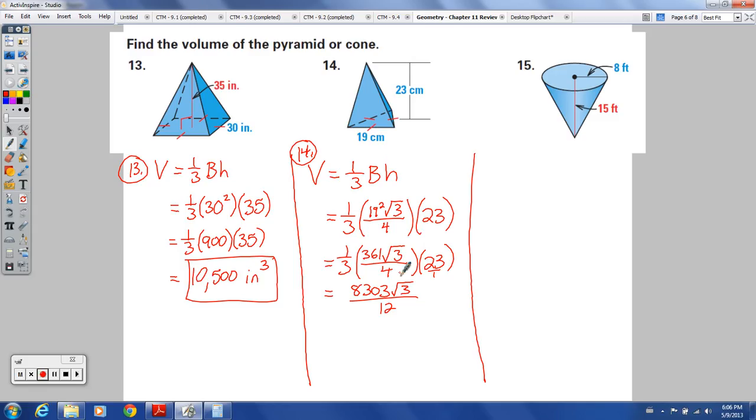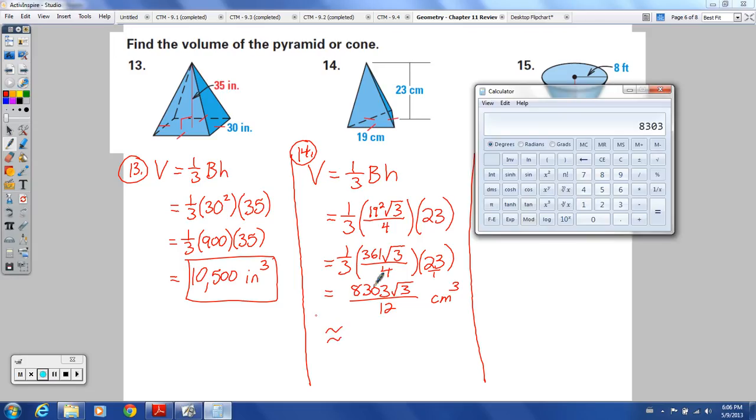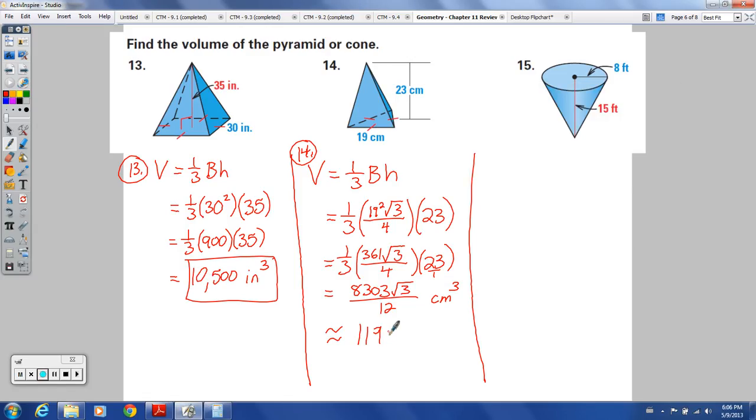This would be an exact value, so you could say centimeters cubed. You can't reduce this anymore. No factors in common, but to approximate that, type this times radical 3. You get that, and we divide that by 12, and we get our final answer approximated: 1198.43. So that many centimeters cubed. So here's exact, here's approximate.